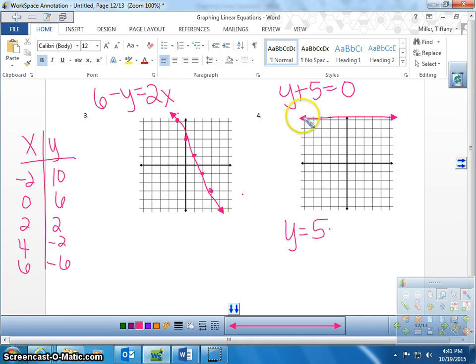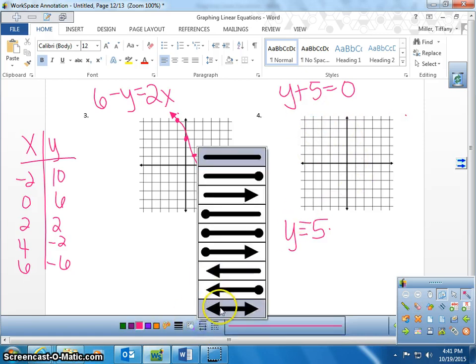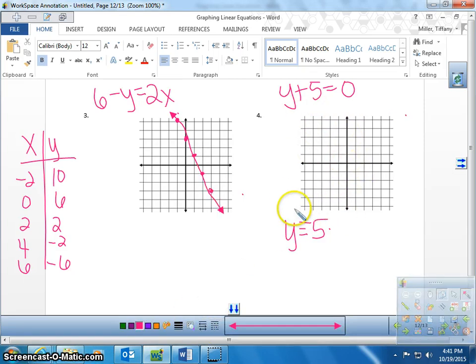Number 4, I have no x. So if I subtracted 5 from each side, I'd have y is equal to negative 5. So I've messed up. So this should be y is equal to negative 5. So when I graph this, I'm going to go down the y-axis to negative 5. And I'm going to draw a horizontal line. That tells me that y is negative 5 for each x that I choose.